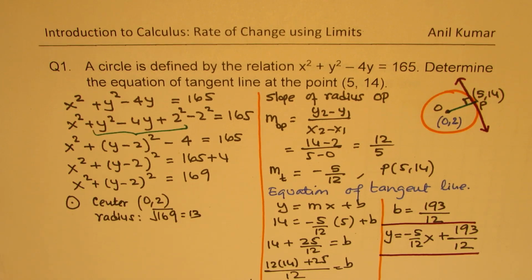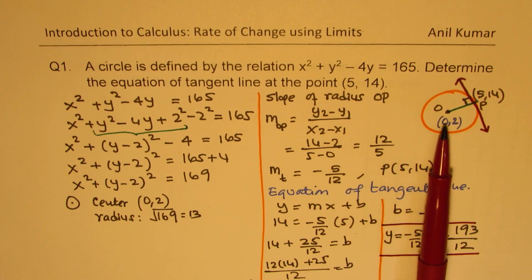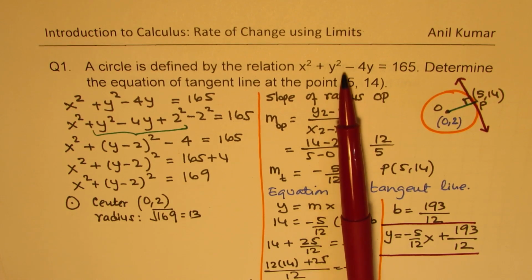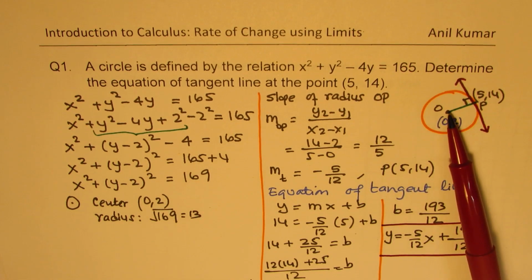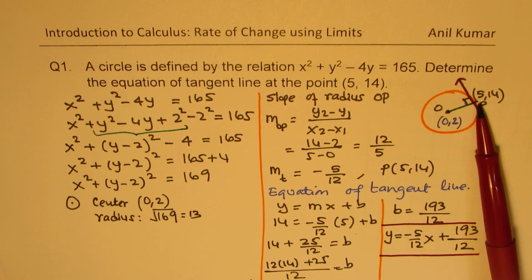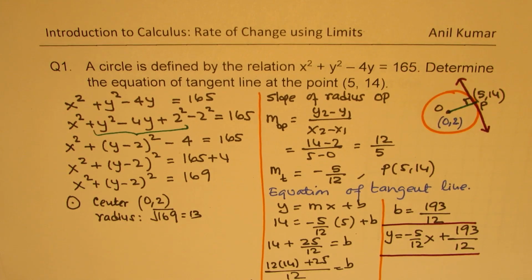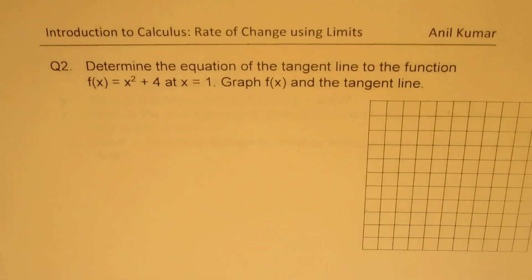The idea here is to find the center of the circle. For that, we needed to complete the squares. Once you know the center, then we find the slope of the radius, O to P. The slope of the tangent will be the negative reciprocal, and that, with this point 5, 14, should give us the equation of the tangent line. So that becomes the equation of the tangent line. Perfect. Now let's move on to question number 2.